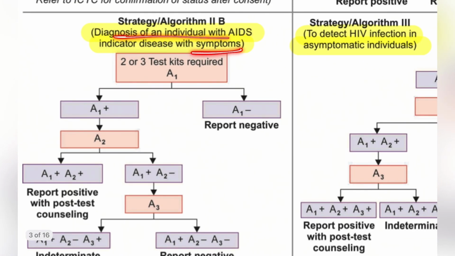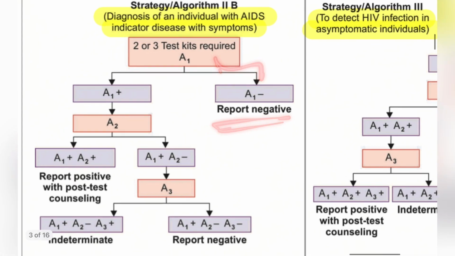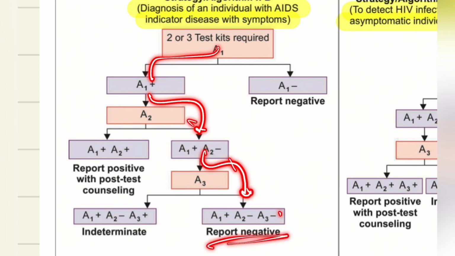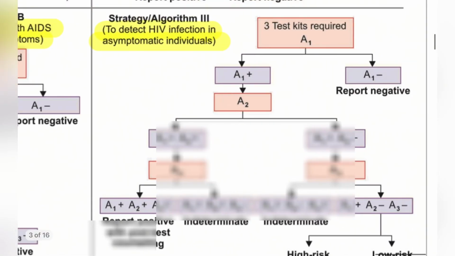Okay, diagnosis of an individual showing symptoms of AIDS. For the diagnosis, you need 2 or 3 test kits depending on the condition. If it's negative, basically just report negative. If it's positive, do another test kit. If this is also positive, 2 consecutive positives, you report positive, and then you go for post-test counseling. If you get first positive, but you get second negative, and then you get consecutive third negative also, 2 consecutive negatives, you report negative. But if you get this third one positive, indeterminate. You cannot determine if it's HIV positive or negative. Do the test again after some time.